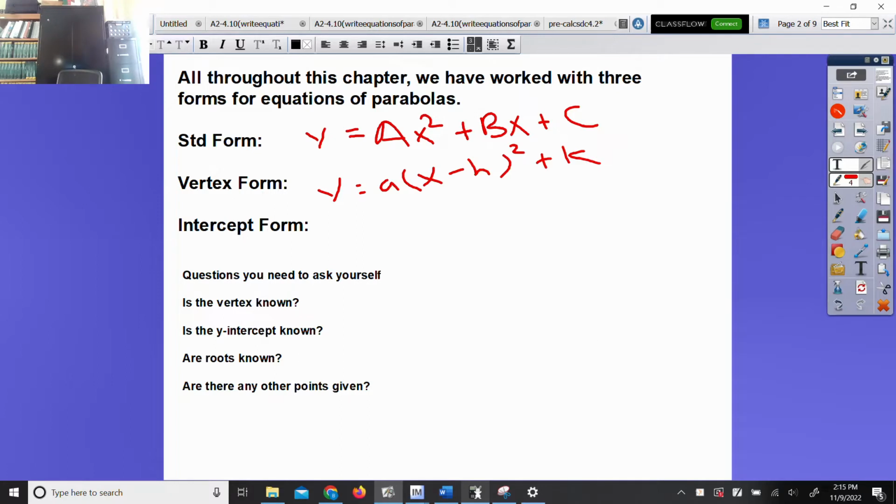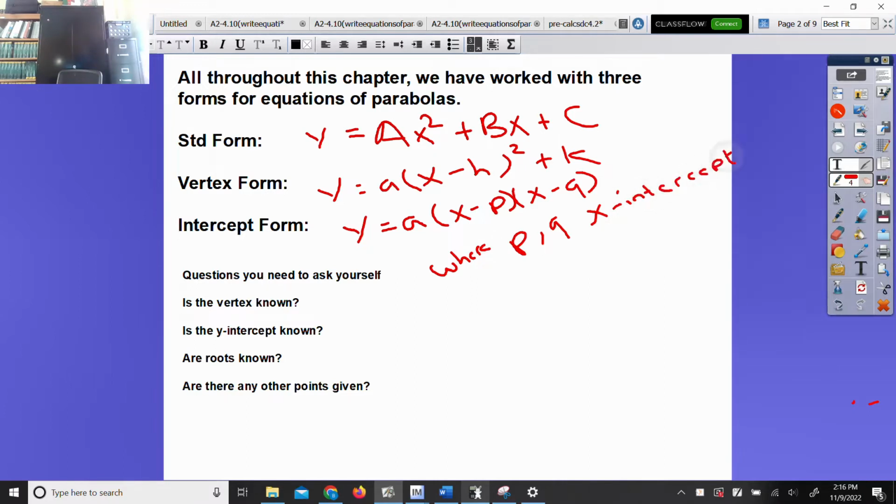Last one's intercept form. No, that would be absolute value. We're on quadratics. Absolute value is the v's, not the parabolas. It's the p's and q's. They all have an a. There is always, guess what? An a. Y equals a times x minus p times x minus q. P and q are what? X intercepts.